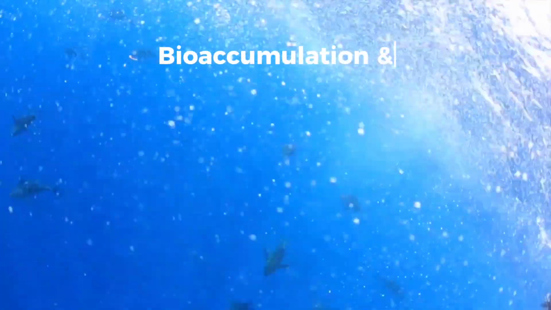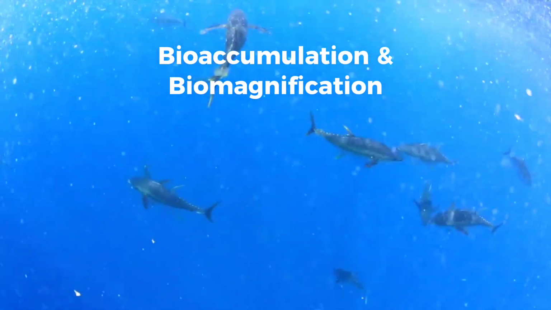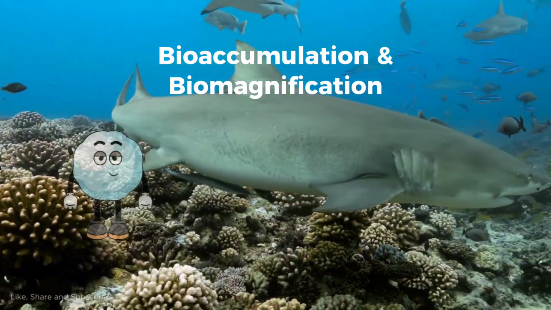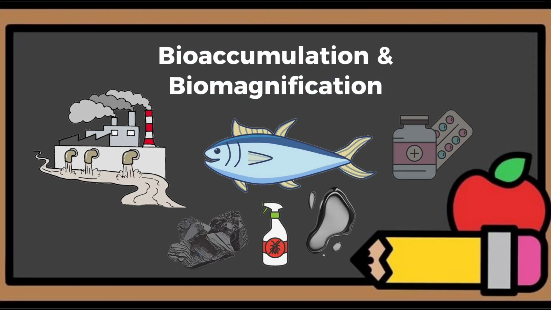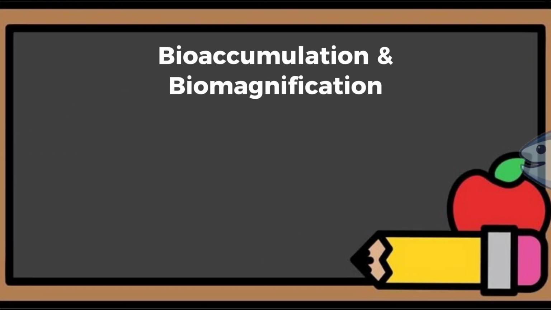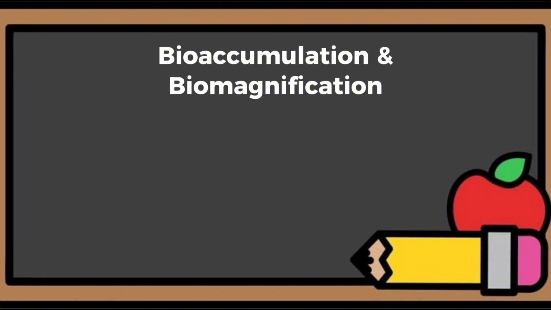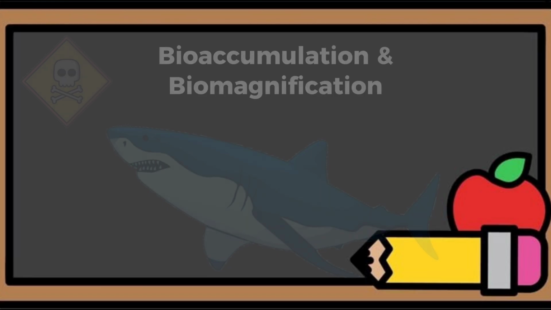Now we have 2 unusual terms that are bioaccumulation and biomagnification. Imagine this like a snowball rolling downhill. Bioaccumulation occurs when an organism absorbs pollutants throughout its life, and biomagnification happens when those pollutants become more concentrated as they move up the food chain, severely affecting the predators.